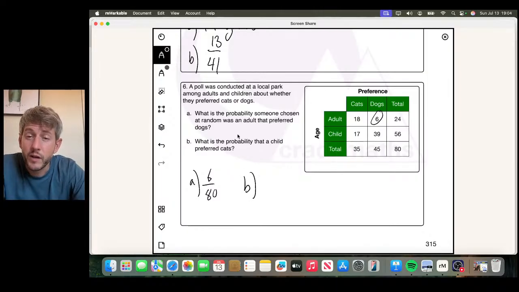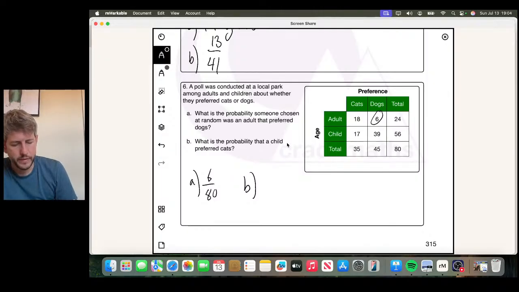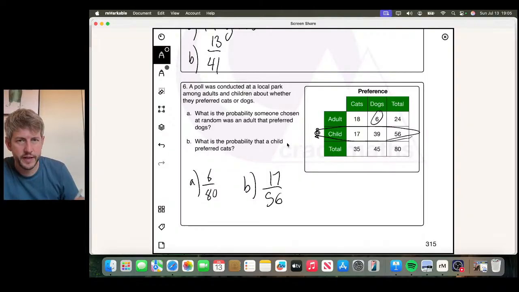B. What was the probability that a child preferred cats? Okay, so a child preferred cats. So that means we're looking at the children. We're not talking about the adults here. So there's 56 children, and 17 of them preferred cats. So 17 out of 56.